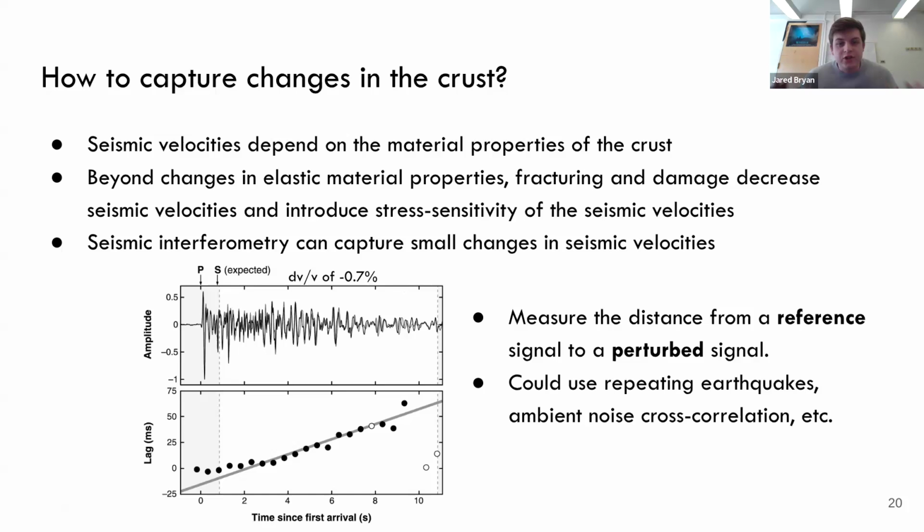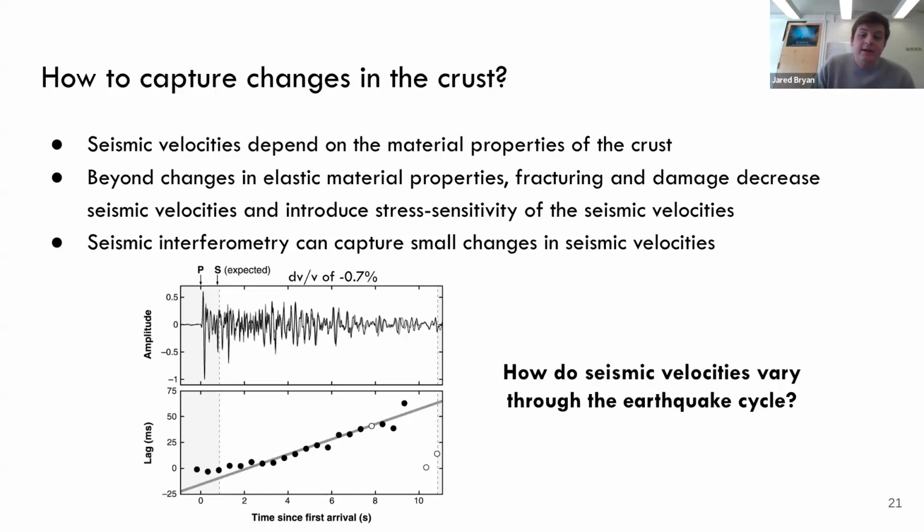So the generic procedure that we're trying to use here is we need to find some reference signal that in some way characterizes the velocity structure of a fault zone. And then we need to find signals that are pretty close to that reference signal that more or less repeat. And then we need to characterize those small deviations as a way of characterizing the velocity change. So you could use repeating earthquakes for that. You could estimate the Green's function from ambient noise cross correlations. There's lots of different techniques to use, but that's the general approach.